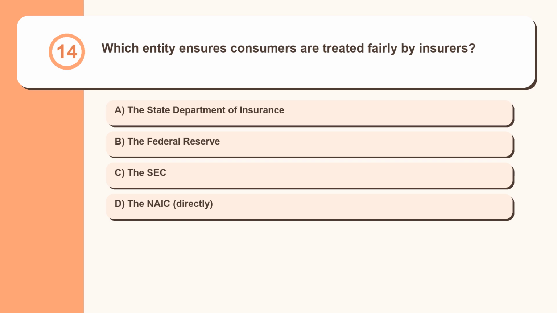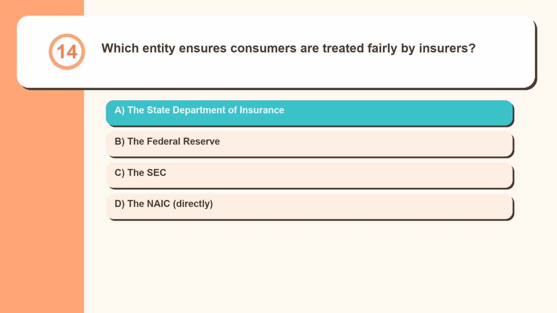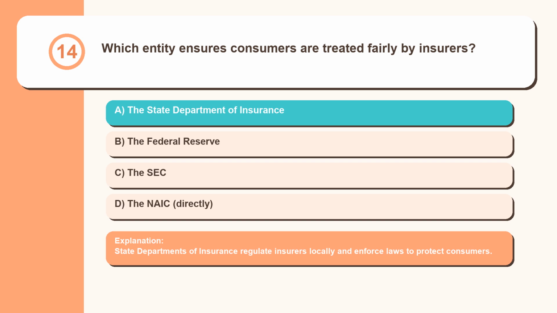Question 14. Which entity ensures consumers are treated fairly by insurers? The State Department of Insurance, the Federal Reserve, the SEC, the NAIC, directly. State departments of insurance regulate insurers locally and enforce laws to protect consumers.